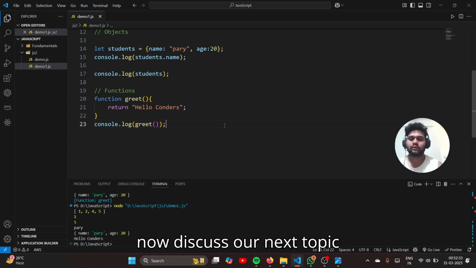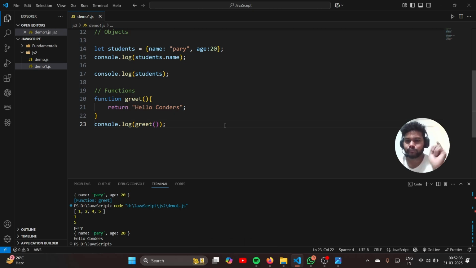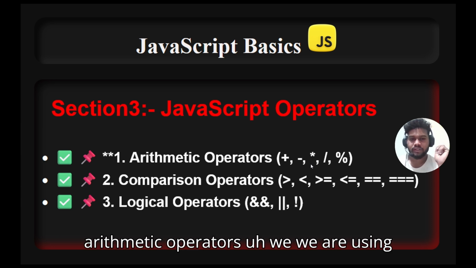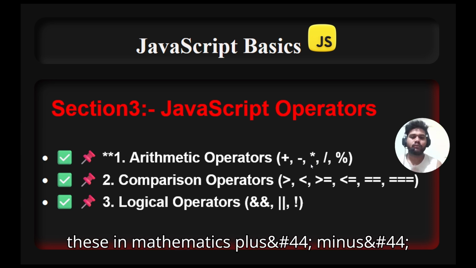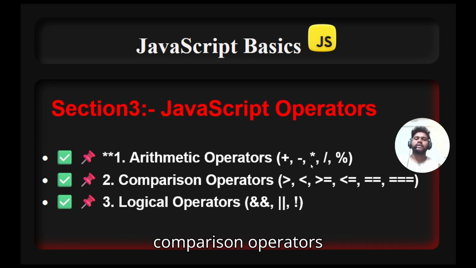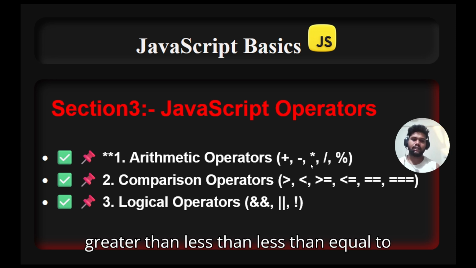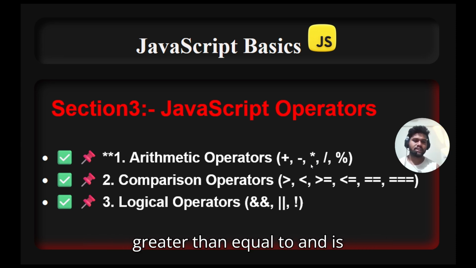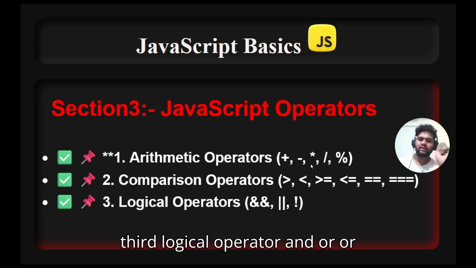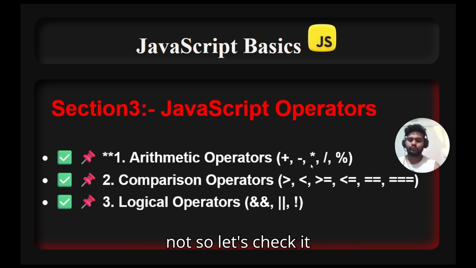Now discuss our next topic, operators. Now discuss JavaScript operators. JavaScript has three types of operators. Arithmetic operators, which we use in mathematics: plus, minus, multiply, divide, and modulus. Second, comparison operators: greater than, less than, less than or equal to, greater than or equal to, is equal to. Third, logical operators: and, or, not. So let's check it out by using examples.